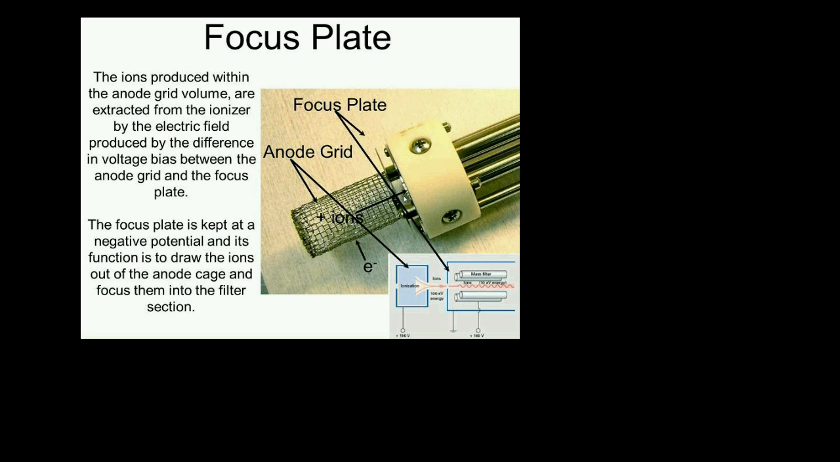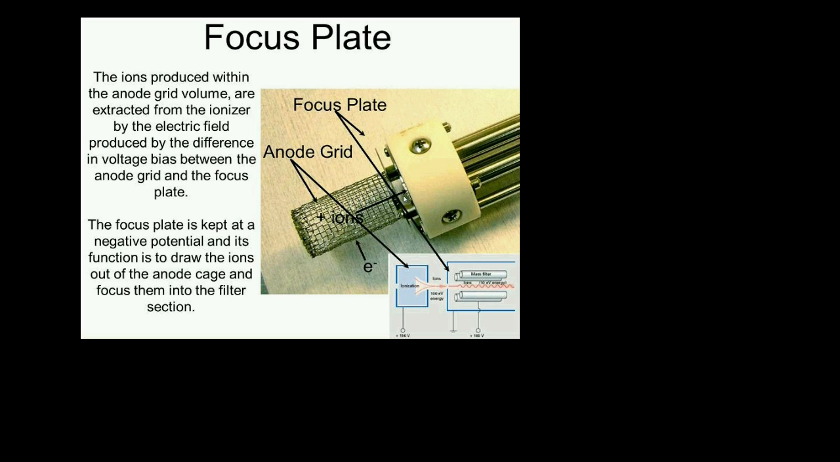A very, very common reason why the sensitivity of a quadrupole mass spectrometer will drop over time is that either the anode grid or the focus plate get coated over time. For the focus plate in particular, there's usually an adjustment. It's called the focus plate voltage, and you can actually change the focus plate voltage over time to kind of recover your signal.